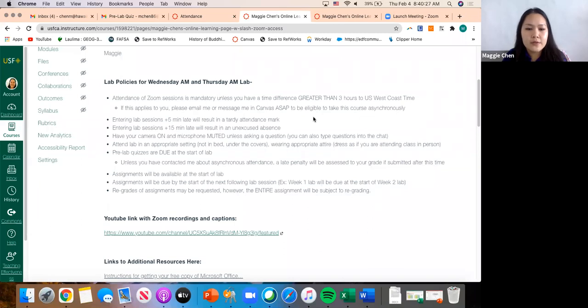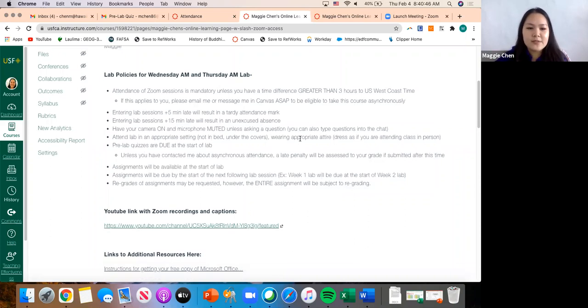Assignments will be available at the start of lab. So the assignment for lab 1 is already open, and it will be due the following lab session. So the week 1, lab 1 assignment is due by the start of lab 2 next week. Regrades of assignments may be requested. However, the entire assignment will be subject to regrading. So if you think that maybe I misunderstood your submission, or that I didn't really get what you're trying to say, I can look over your assignment, but I would regrade everything as well.